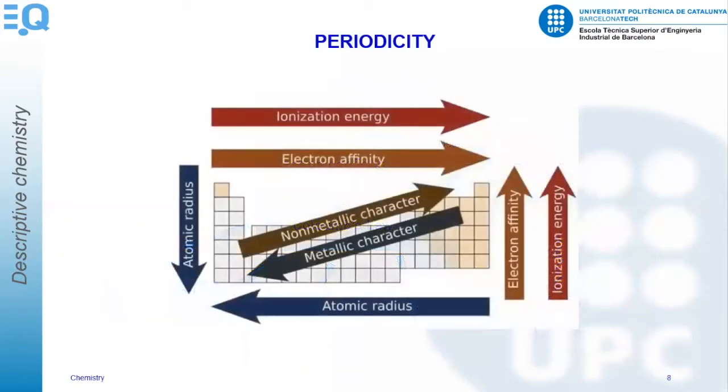Having a look at this slide, we can get a lot of information that comes from the periodic table. For example, the atomic radius decreases from the top part to the bottom part, but also from the right part to the left part. As for electron affinity and ionization energy, it is exactly the opposite. It increases from the bottom part to the top part and also from left to right.